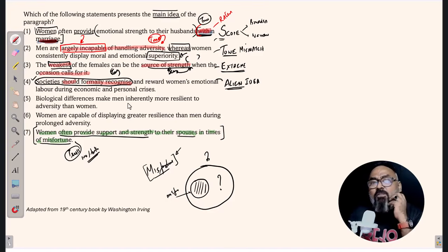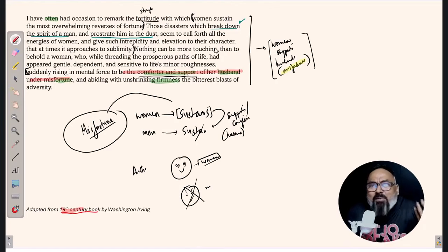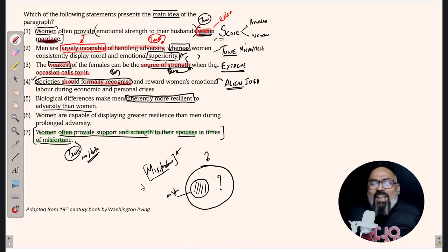Biological differences make men inherently more resilient. Men are more resilient than women in adversity. Men break down. This is actually false. This is a lie. This is absolute contradiction. That's a lie.